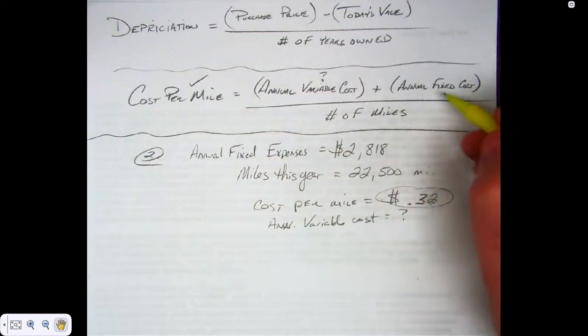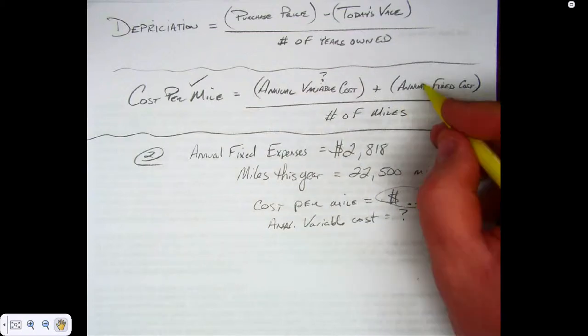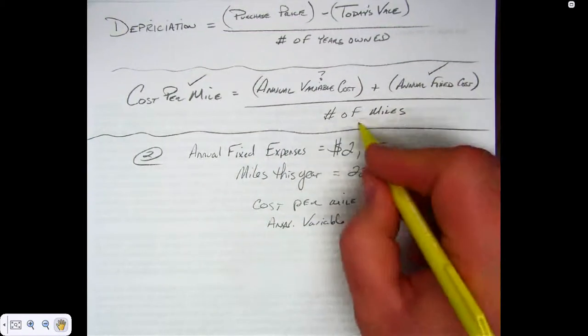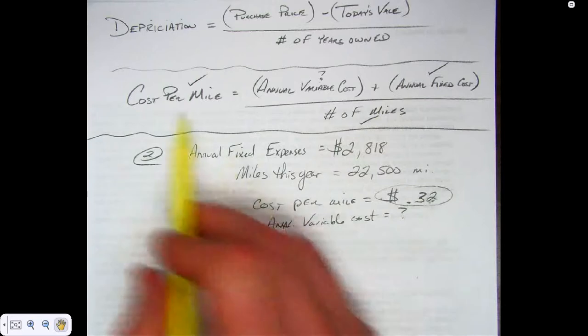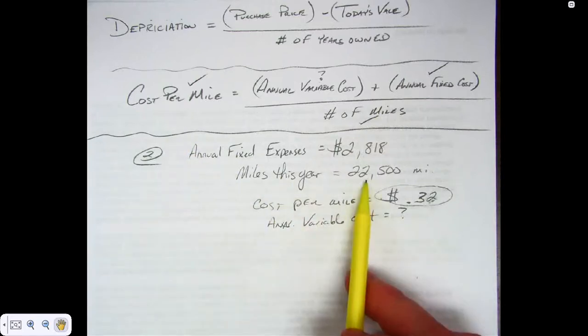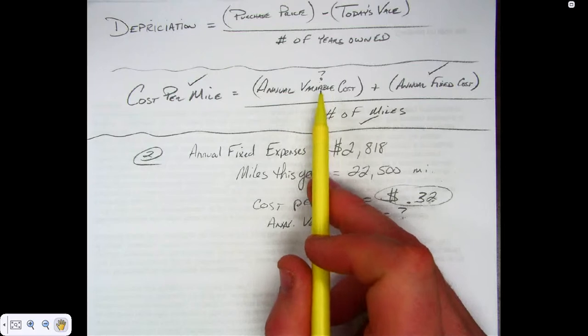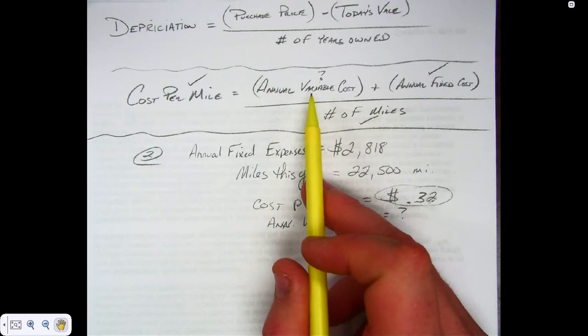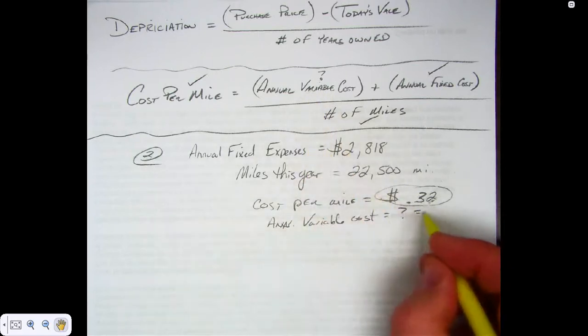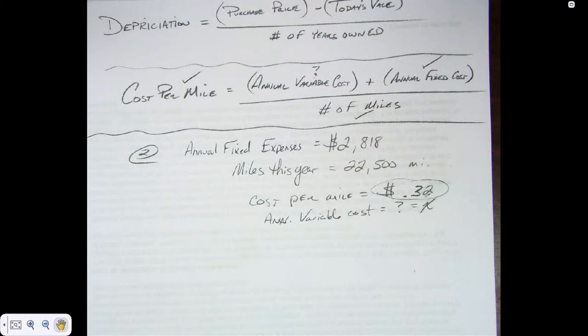Do we have a number for annual fixed costs? Yes, we do. Do we have a number for the number of miles? They say that he's going to drive 22,500. So we have everything except for that. So that's an equation with how many unknowns? 1. So how about we make that X? Is that okay?